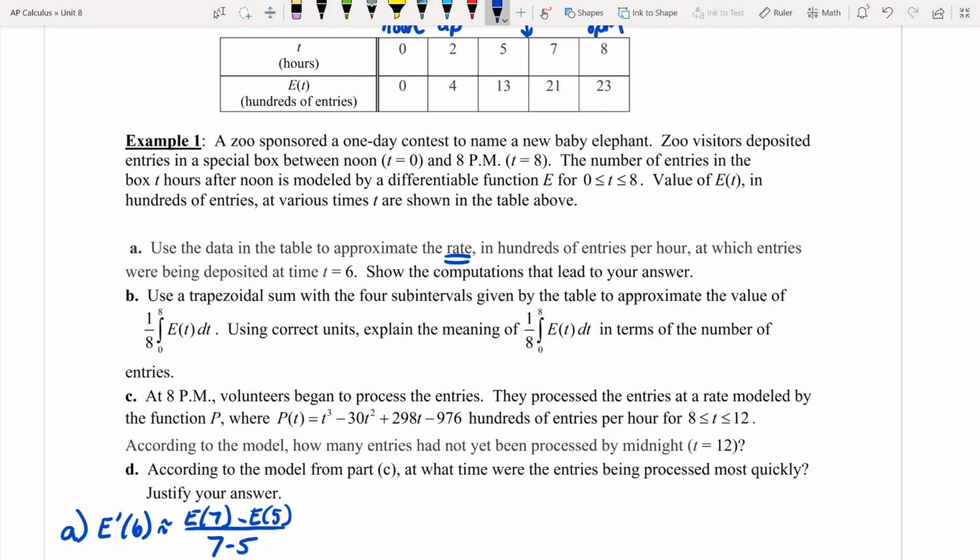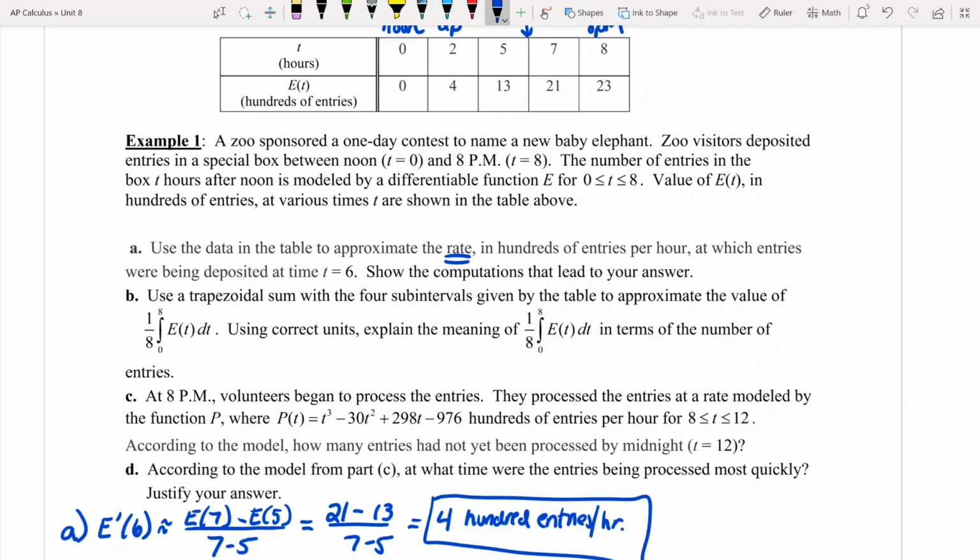Now, in this case right here, E of 7, we can see is going to be 21. E of 5 is 13 over 7 minus 5. So we see that we are going to have approximately 400 entries an hour. So it's about 400 entries an hour.